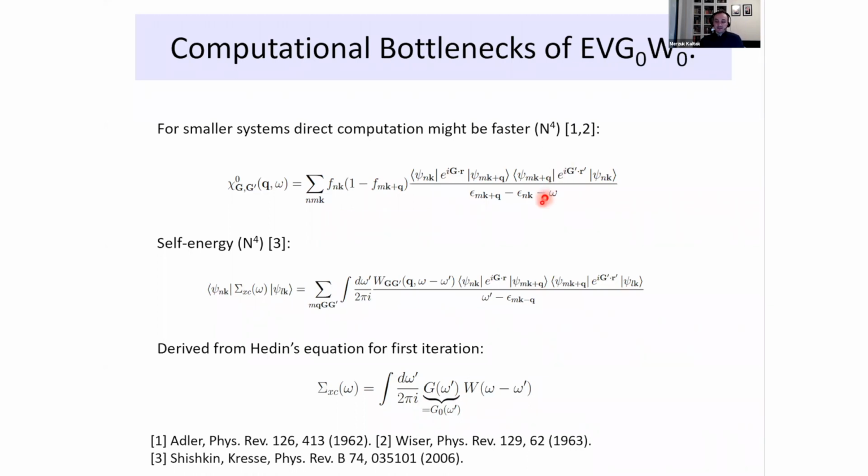However, an even larger bottleneck is the determination of the self-energy, which in the Kohn-Sham basis has the following form. This form follows from Hedin's equation for the self-energy as a convolution, where you now have only the interacting Green's function inserted here. So if you plug that in and evaluate this integral, you basically have this form.